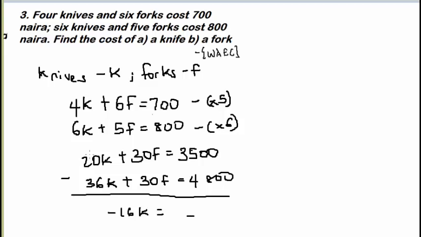By subtracting these two, I have minus 16k is equal to minus 13,100. Now the negative cancels out the negative. By the time you divide this, you have the cost of a knife to be 81 naira 25 kobo. Sorry about that. That's 81 naira 25 kobo.